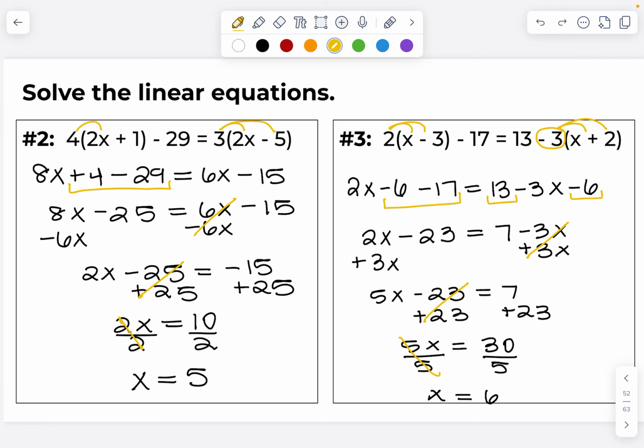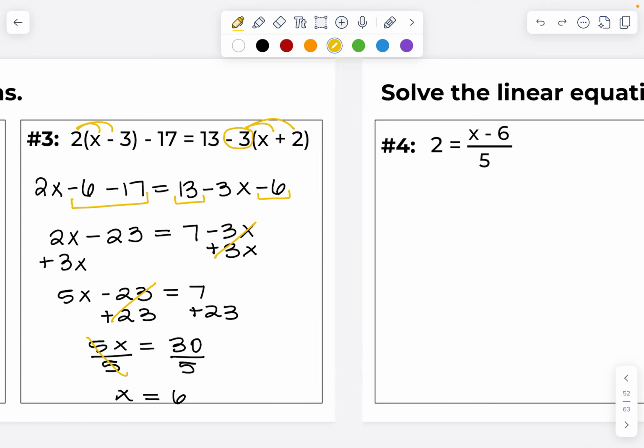Okay, then I moved my x's to the left by adding them to get rid of them on that right side. Okay, 2 plus 3 gives me 5x. Okay, I moved the negative 23 over by adding 23. That gave me 30. Okay, then to get x by itself, I divided both sides by 5, and I got x equals 6. Okay. So that is solving linear equations where we've got some distribution that needs to happen.